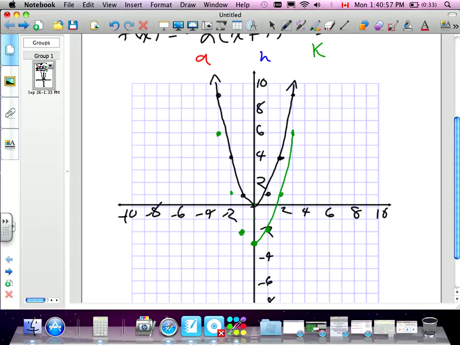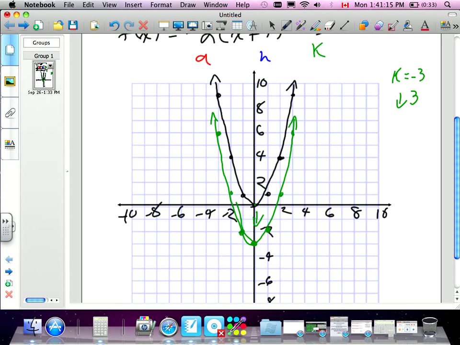So this parabola is technically the same shape. All that's happened is it's been shifted down 3 units. So k was negative 3, so we went down 3 units. Okay? That's our first movement.